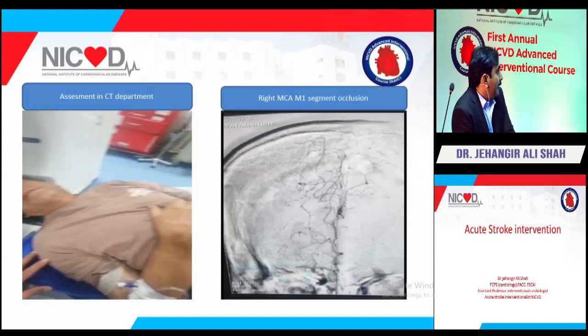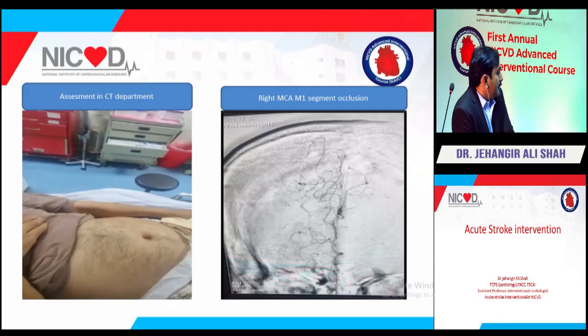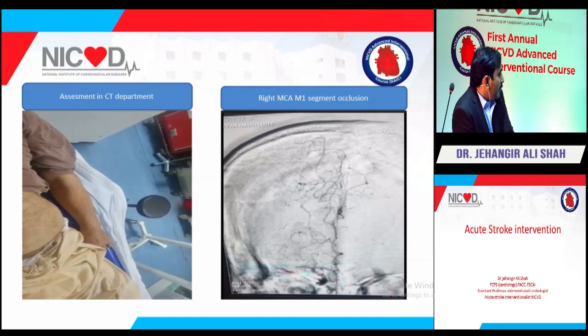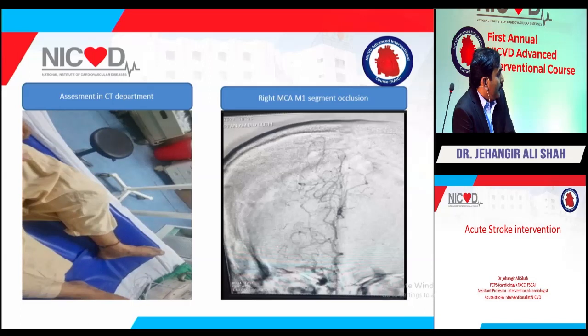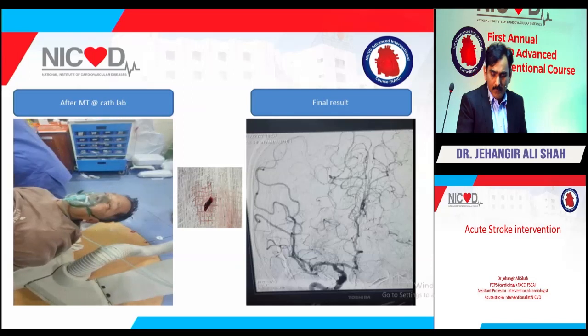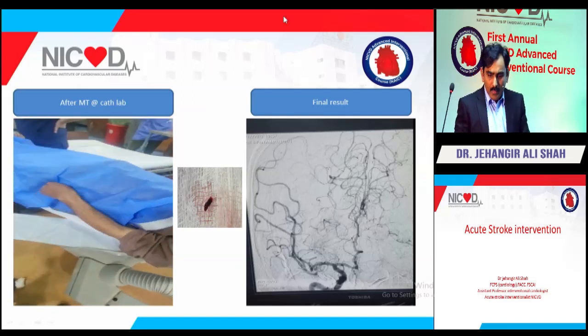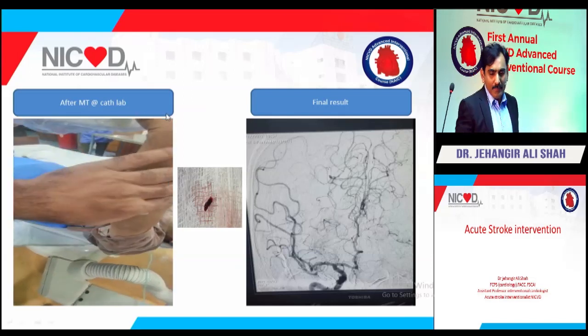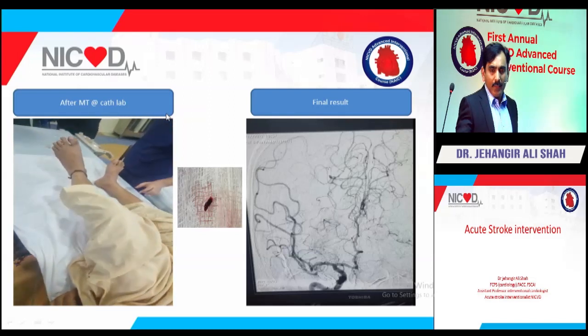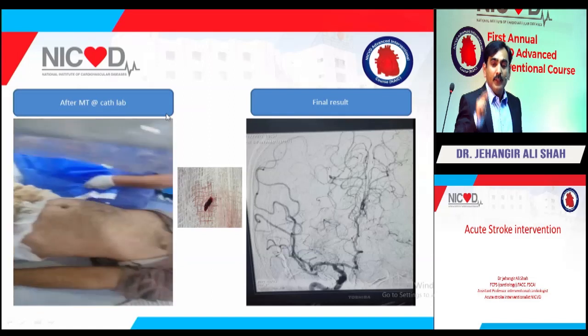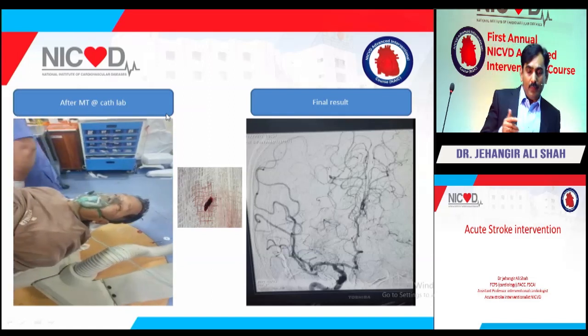So this is another patient. He was assessed in the CT department. He was unable to move the left side of the body. His angiogram shows the total occlusion of the right MCA, and we just did the ADAPT technique. The thrombus was aspirated. This patient developed a dramatic response.